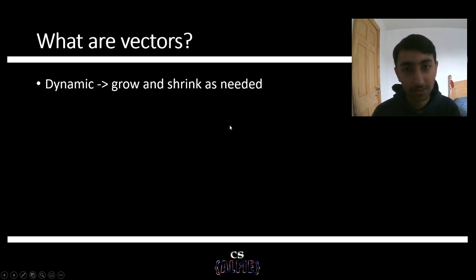So what are vectors? Vectors are dynamic data structures, which means that they can grow and shrink as needed when data is added and removed. If we think back to arrays, if we declared an array of 5, and we had 5 elements in the array, we can't add any more. But with vectors, it will change. The size of the vector will change according to the data we add and remove from it. So it is dynamic and not immutable.